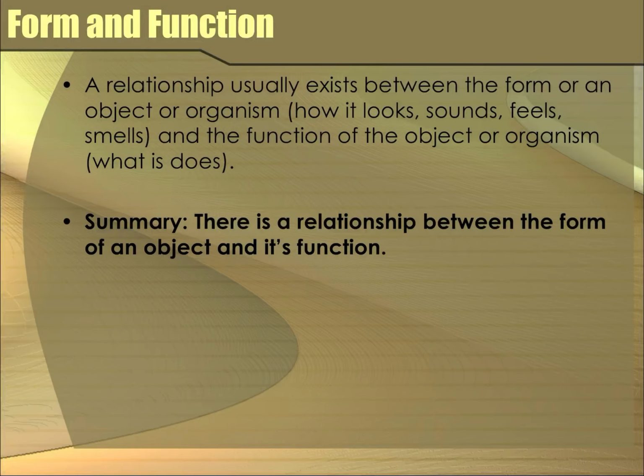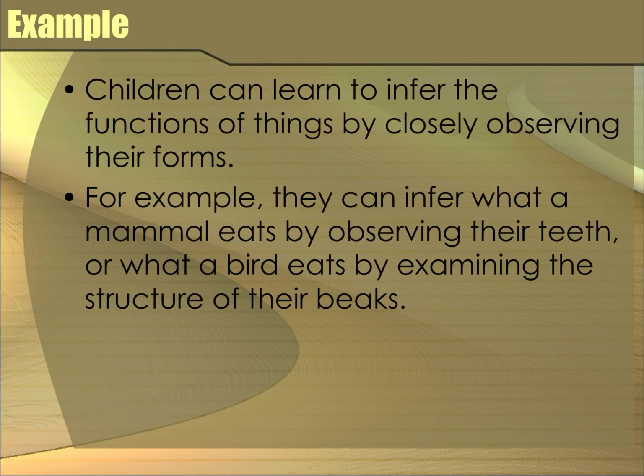Form and function is our last. A relationship usually exists between the form of an object or organism, how it looks, sounds, feels, smells, and the function of the object or organism, so what it does. There's a relationship between the form of an object and its function. Children can learn to infer the functions of things by closely observing their forms. For example, they can infer what a mammal eats by observing their teeth, or what a bird eats by examining the structure of their beaks.